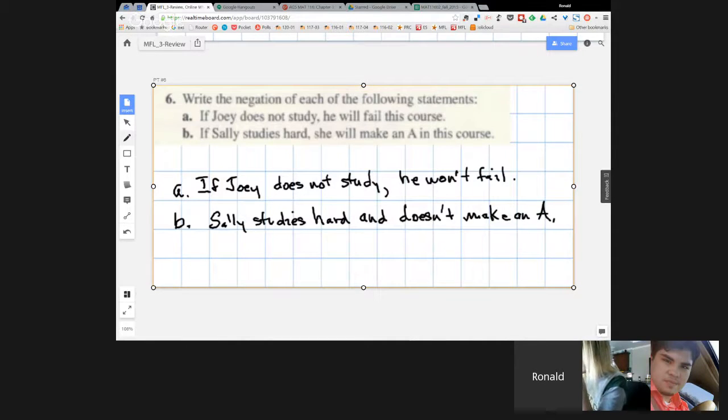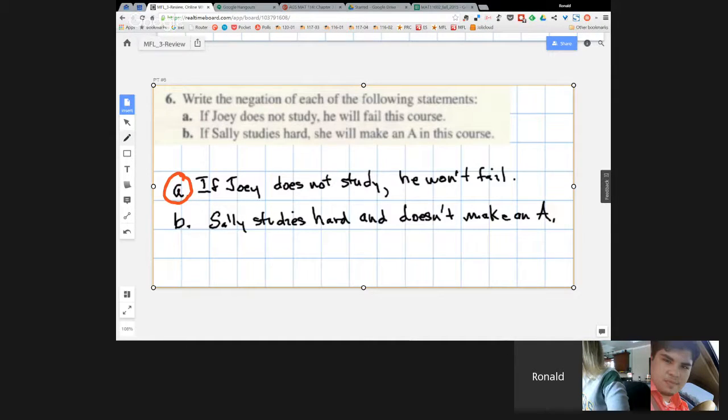If Joey does not study, he will fail this course. So how do you negate this? This is a big one. Part A might be a tough one for students. How does one negate an if? By the way, do all of you see that A is an if-then statement? Even though the word then is not there, it says if Joey does not study, then he will fail this course. The word then is implied. How do you negate an if-then?